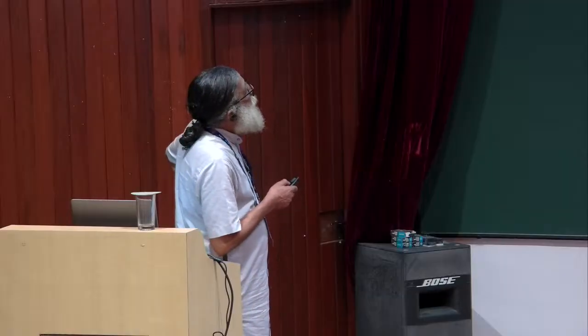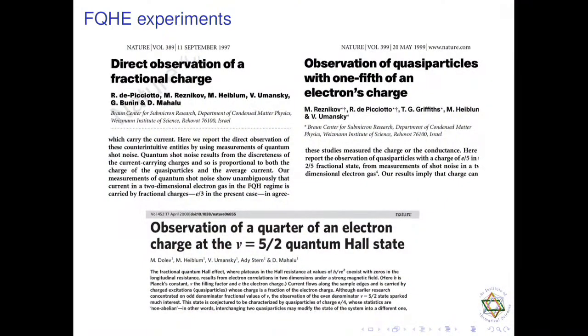This in particular is special because this is supposed to be a non-abelian anyon. 1/5, 1/3. So these are all the shot noise experiments. You look at the noise in the current, and that gives you, in a fairly model-independent way, the unit of charge of the current carriers. Most of these are in these tables.